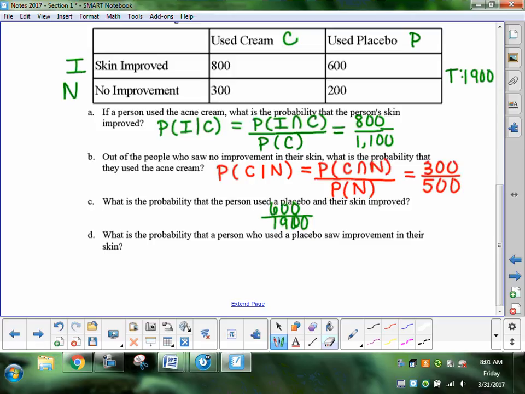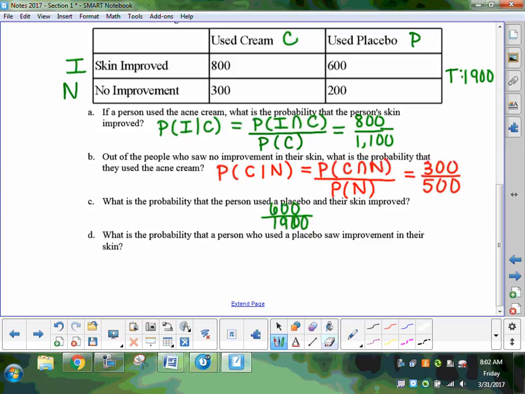No. What's the probability that the person used the placebo and that their skin improved? It's an and question. It doesn't need this conditional probability. What's the probability that both of those events happen? So, how many had both of these events happen? The probability that the person used the placebo and that their skin improved is this right here, the 600, the number that have it. To figure the probability, you divide by the whole amount, and the total number of people in this trial would be how many? 1,900, yeah. What's the probability that a person who used a placebo saw improvement in their skin?